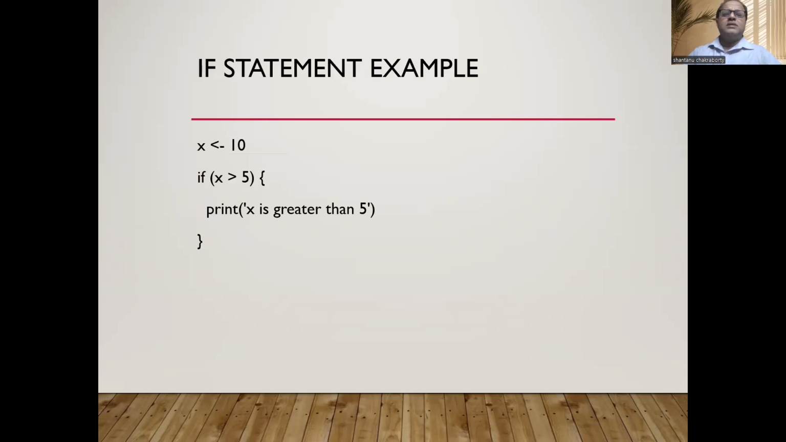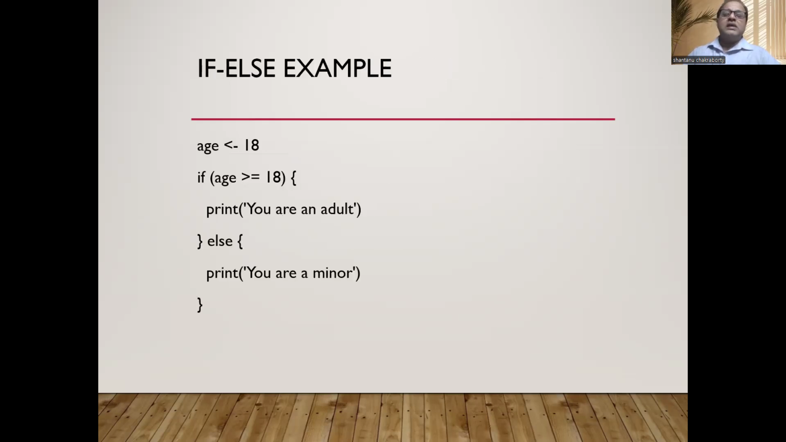This is a small snippet showing how an if-else statement is written in a standard R program. Here we have taken a variable x, which is assigned a value of 10. Then we check if the value of x is greater than 5, then it will print x is greater than 5. If it is not, then it will print x is less than 5.